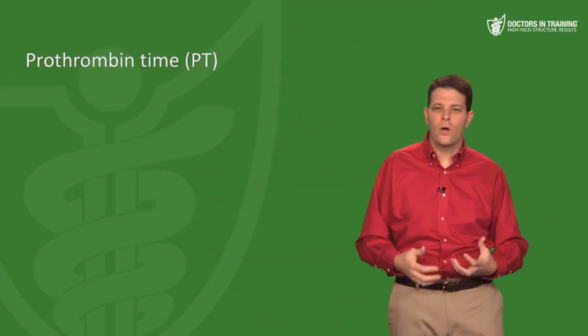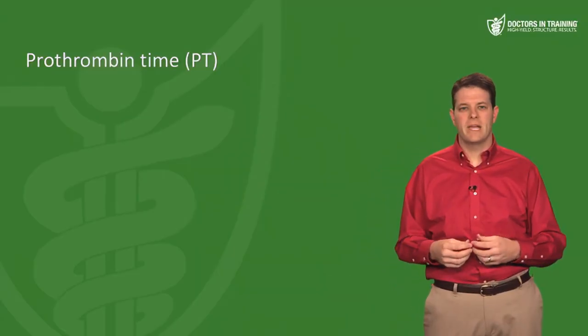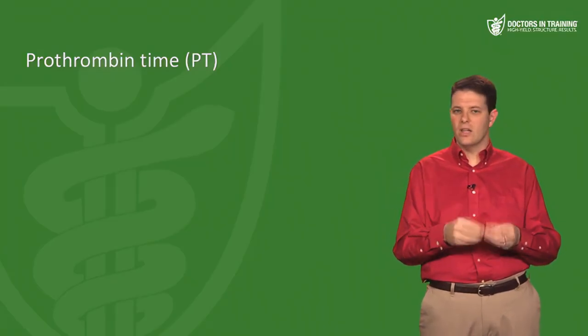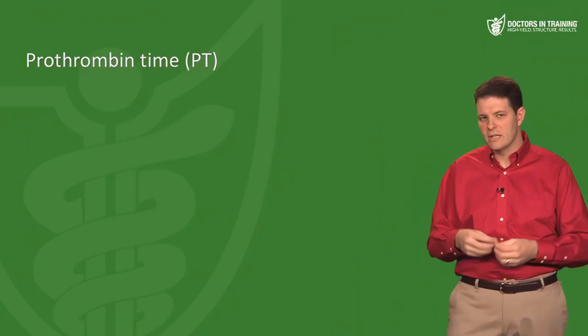So the prothrombin time, or PT, is measured by taking some of the patient's plasma and you add tissue factor, then you measure how long it takes a clot to form. And normally it's going to take 10 to 13 seconds.